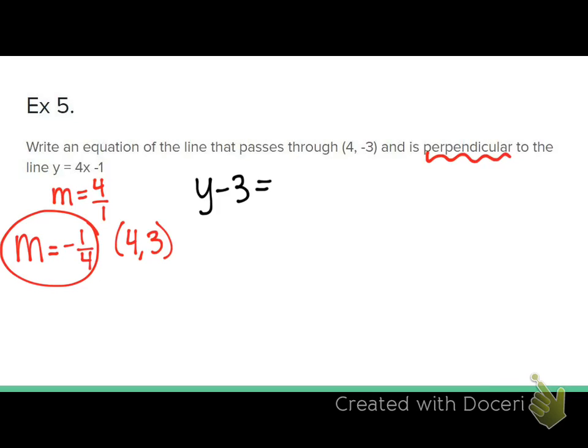Y minus 3. Oh, it shouldn't be minus 3 though, because this 3 is negative, right? Y plus 3, equals negative 1/4 before the parentheses, x minus 4. Questions about that step?